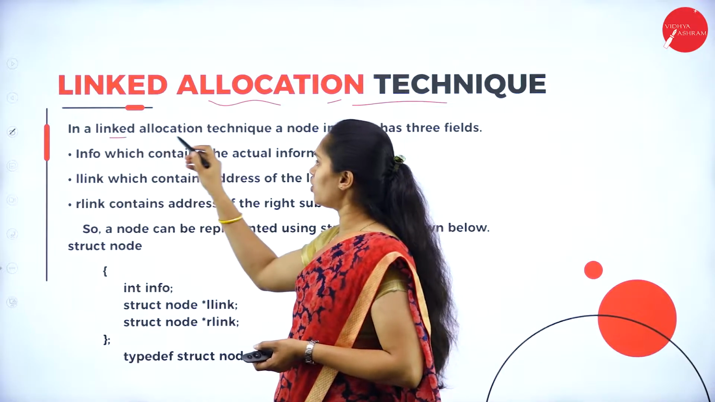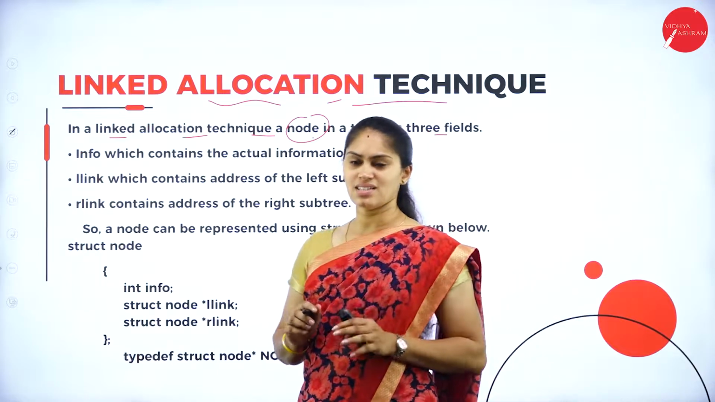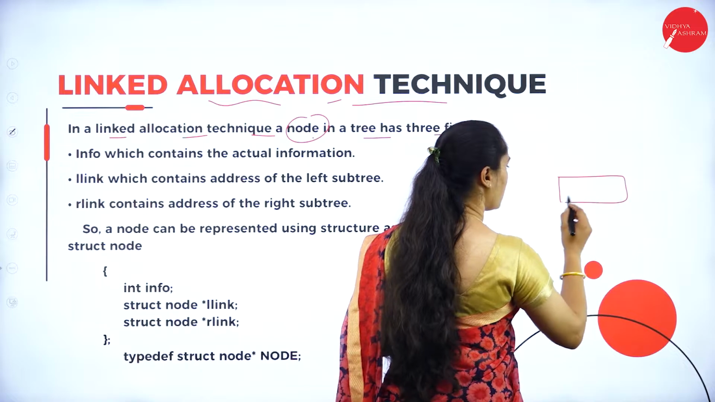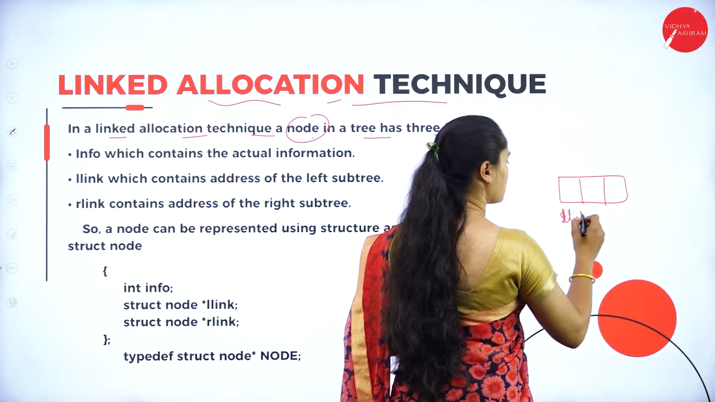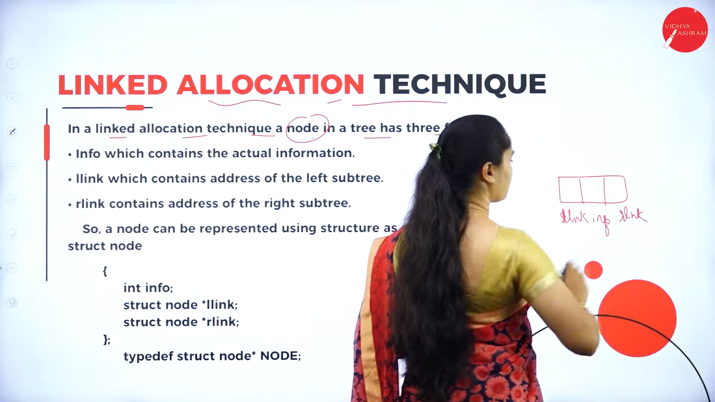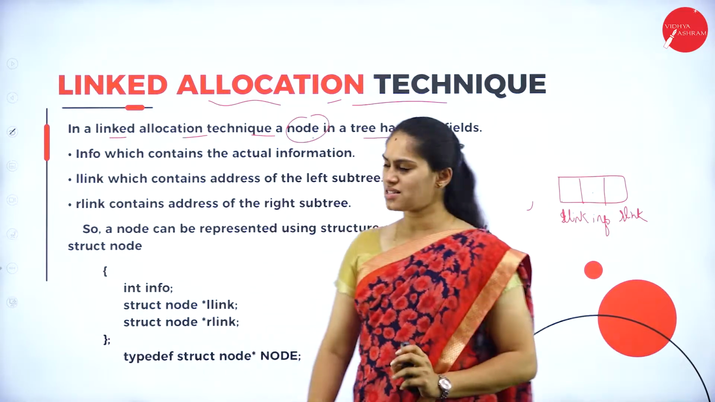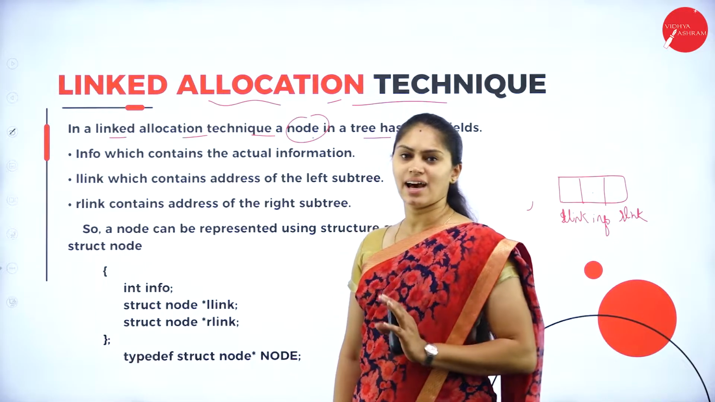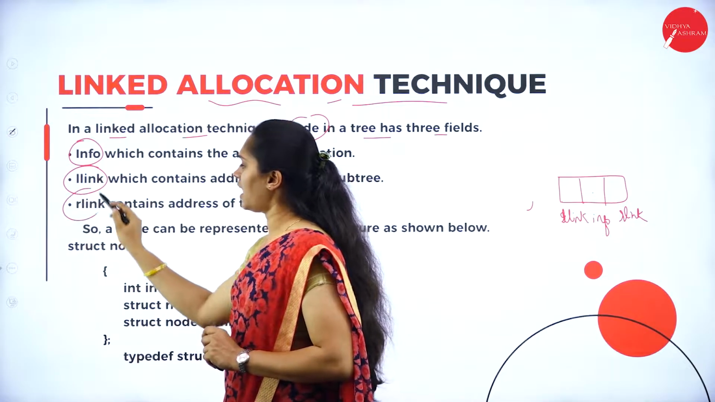So in the linked allocation technique, a node in a tree has 3 fields. If you consider a linked list also, it comprises 3 parts, right? It is going to have an L link, an info, and an R link. And also you can say we have a node that consists of a left subtree and right subtree, and in order to make use of its memory address, we require L link and R link respectively. So here we have info, L link and R link.